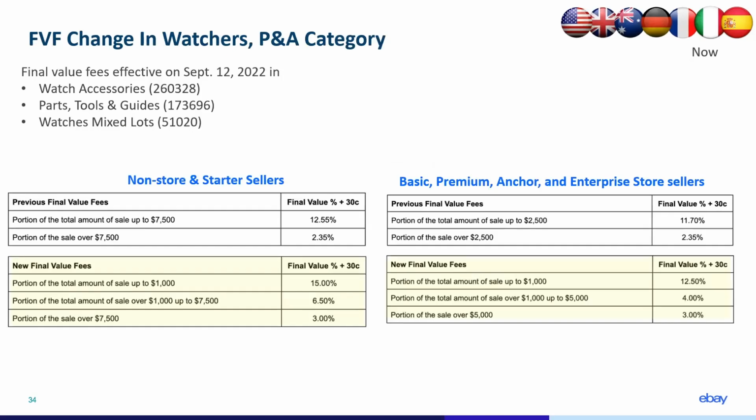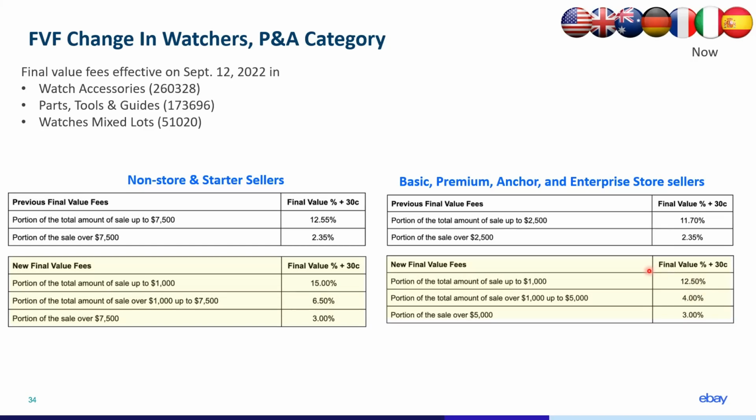Effective from September 12 onwards, there are a few changes on the final value fee on certain categories like watch accessories, parts, tools and guides, and watches mid slots. Here you can see the portion of the total amount of sales up to $1,000 is now 15% for non-store and starter sellers, 12.5% for the basic, premium, anchor, and enterprise store sellers.